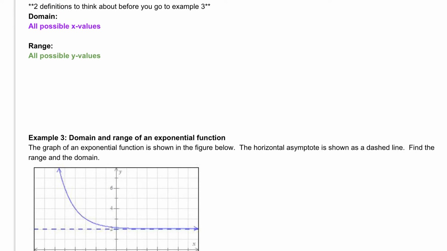One way I like to remember that is in alphabetical order. Domain starts with D, D comes before R, and then alphabetically x comes before y. Just one way to remember domain versus range.